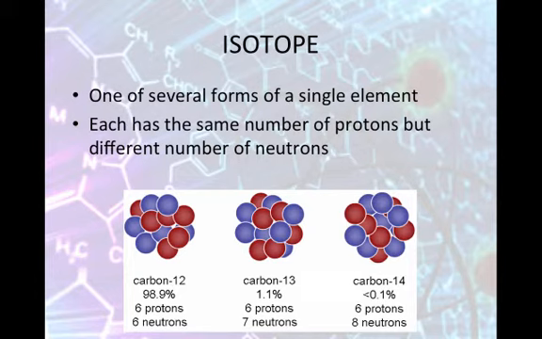Each has the same number of protons but different numbers of neutrons. For example, carbon has several isotopes, including one that is radioactive, carbon-14. Carbon-12 is the most common form. Carbon-12 has 6 protons and 6 neutrons. Carbon-13 has 6 protons and 7 neutrons. And carbon-14 has 6 protons and 8 neutrons. That is radioactive and is actually used to date fossils and also used in a diagnostic test called a PET scan.